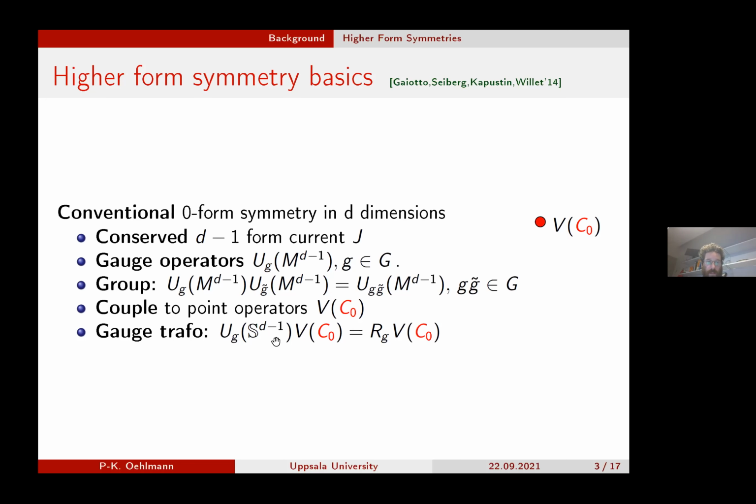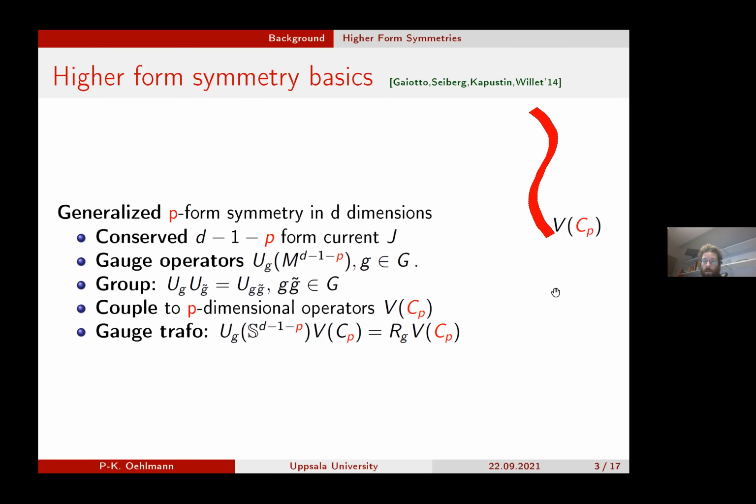And the point is that if I have a certain operator, like for a zero-form symmetry, a point operator which is supported at a point, and I surround that with some symmetry operator, which should then be a (d-1)-sphere with this point in the middle, and I then pull out this symmetry transformation and contract the sphere, I will get a phase. So that is the normal story of a zero-form symmetry as we know it.